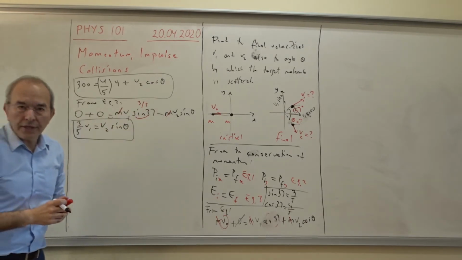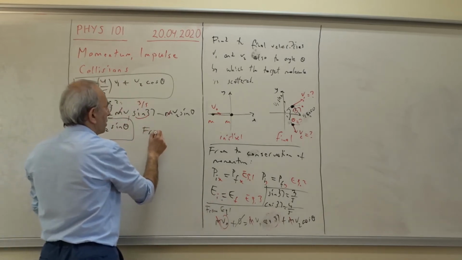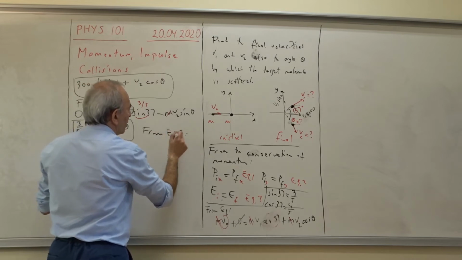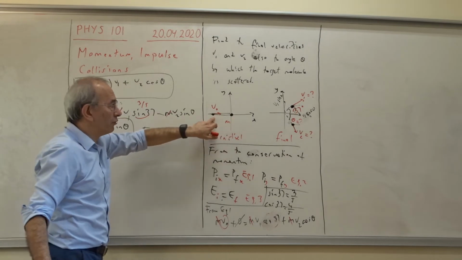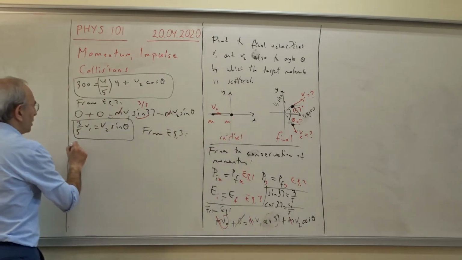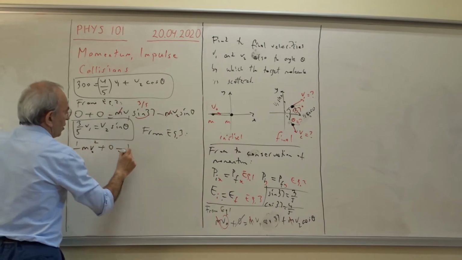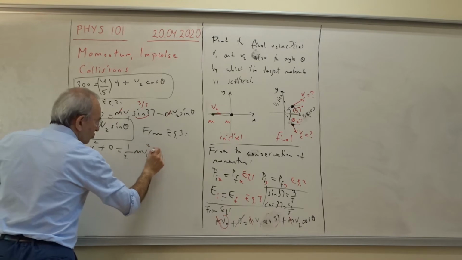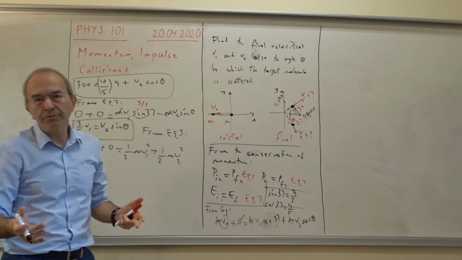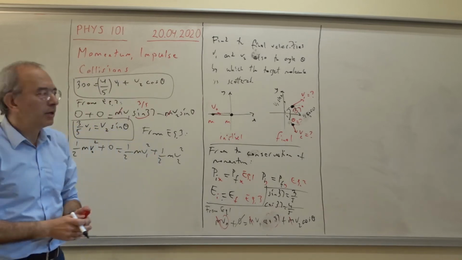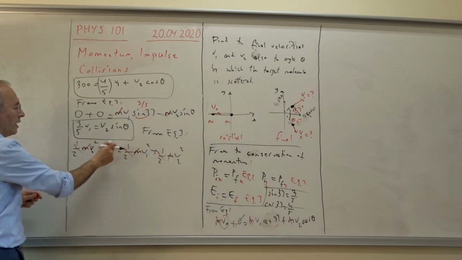And we can write the energy conservation from equation 3. From equation 3, we can say initially there is no contribution from the target molecule, but only from the incident one. Initially, 1/2 m v0 squared plus 0, equals 1/2 m v1 squared plus 1/2 m v2 squared. Now there is no x or y component for the energy, because it's a scalar quantity. Again, we can cancel these m's, cancel the 1/2s, and neglect the 0.